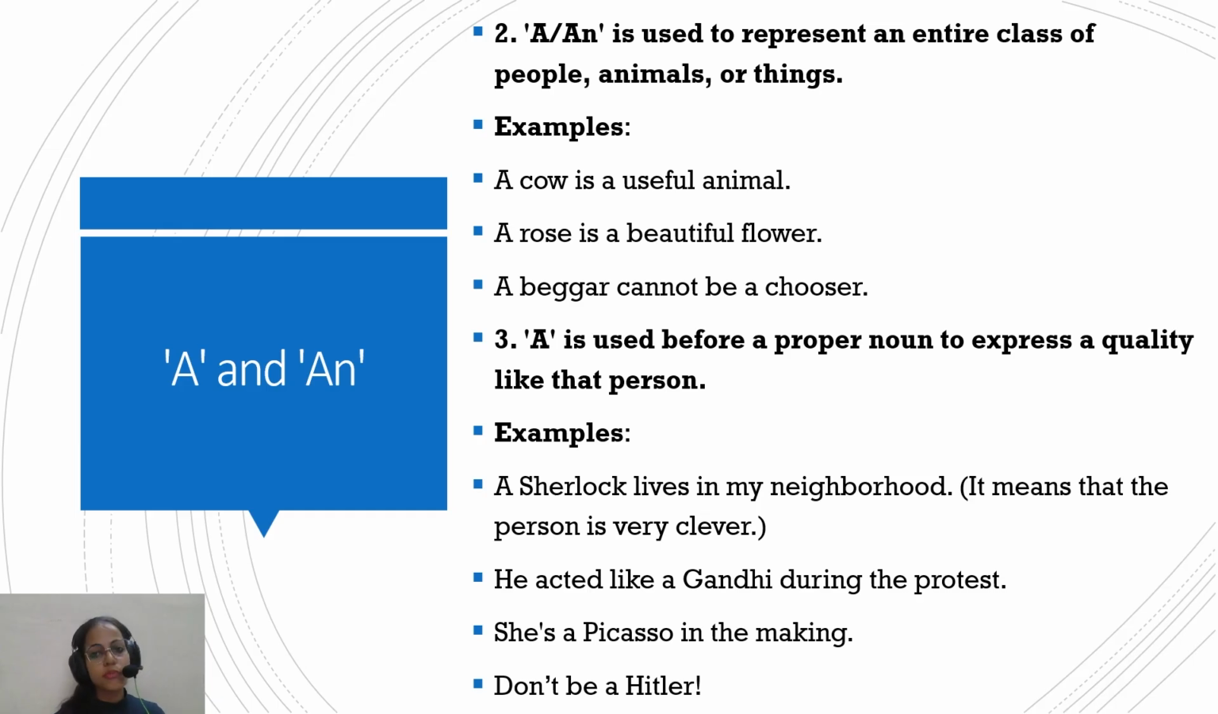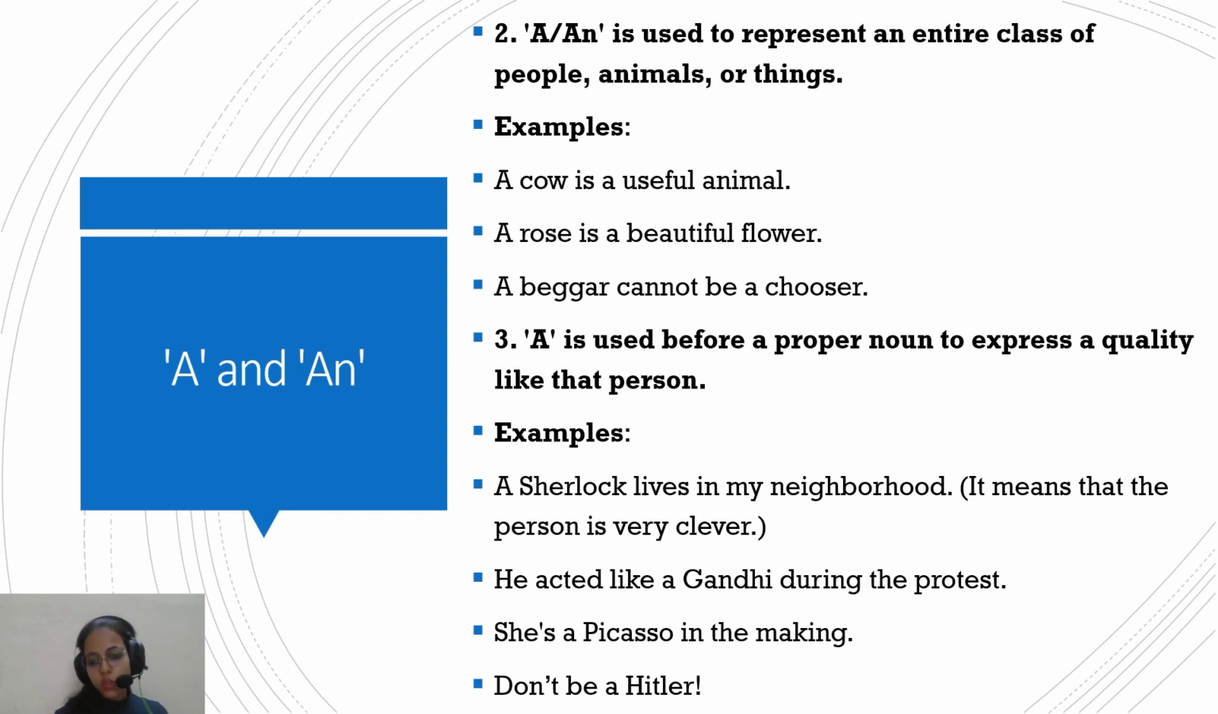Similarly, a rose is a beautiful flower. Here we are referring to the whole species of flower, which is called rose. So a rose is a beautiful flower. A beggar cannot be a chooser. Again, it is used to represent an entire class of people, animals, or things.